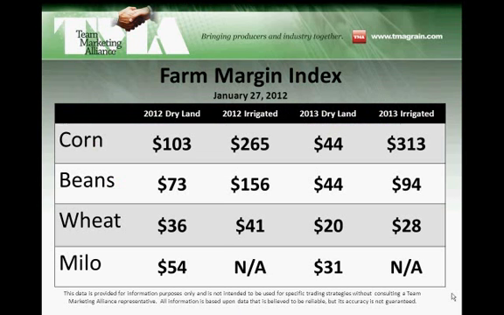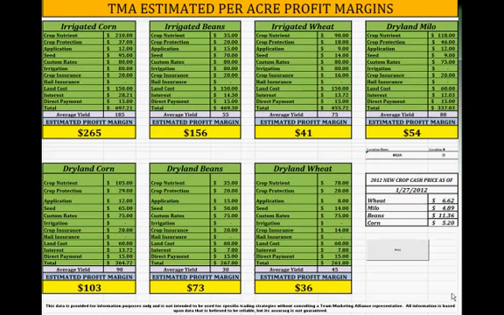So to look at the January 27th, 2012 Farm Margin Report, you'll notice that the scenery has changed quite a bit from the last report, where everything is in the black or in profit, with dryland and irrigated corn for 2012 really leading the way. But the big jump was what we've seen in the wheat profitability for 2012.